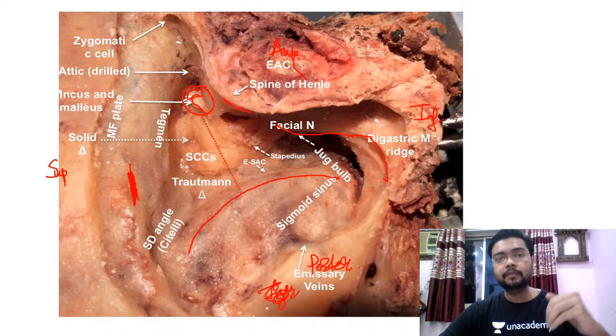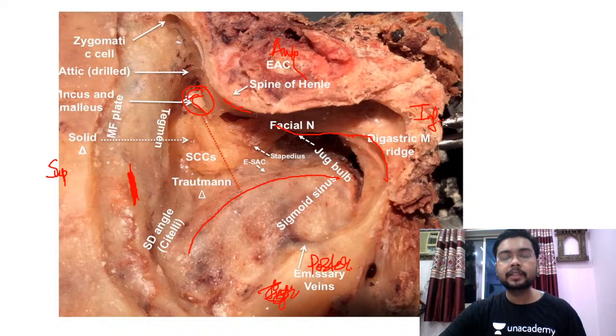The malleoincudal joint is seen once you do an epitympanotomy, meaning if you drill more upwards towards the zygoma, you can see this malleoincudal joint as well, right? So revisiting all these, I think by now you all remember this.